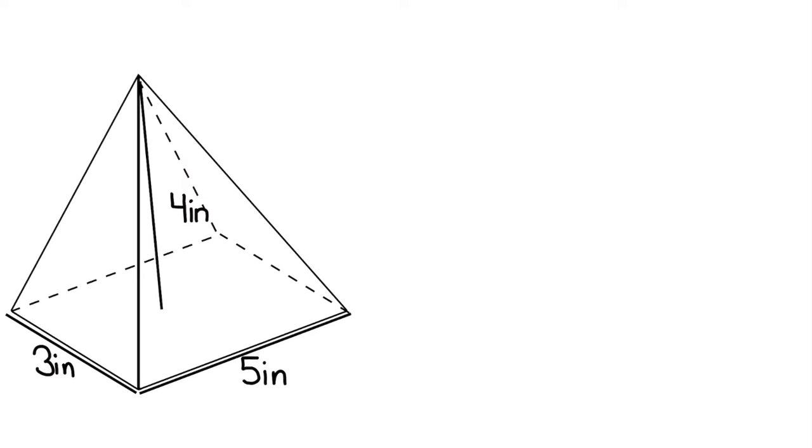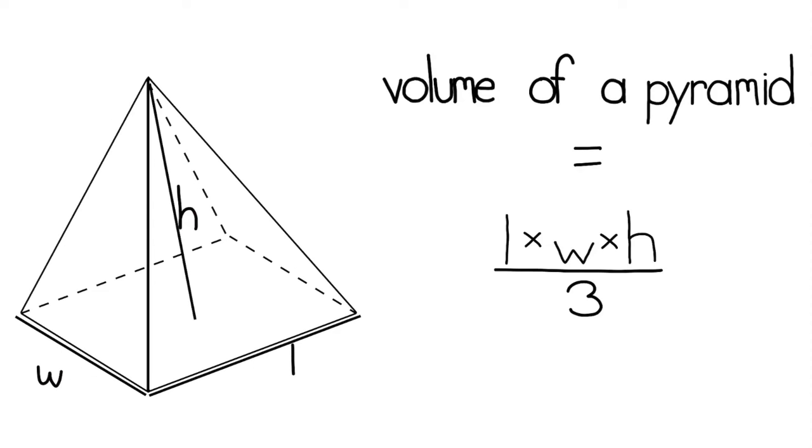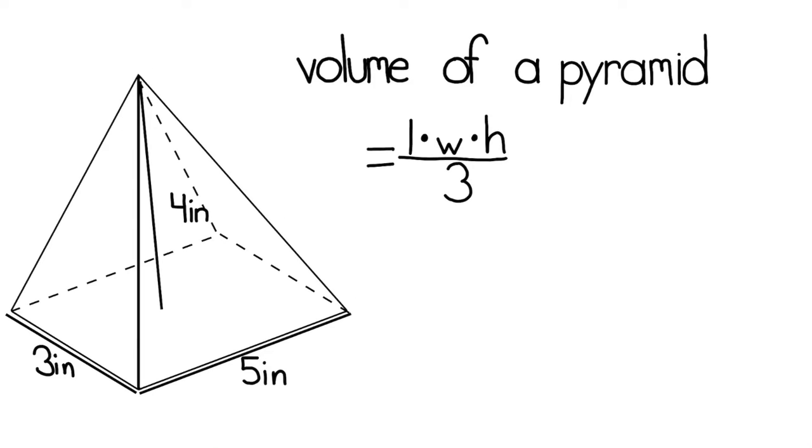But before we can solve the volume of a pyramid, we need to know how to find the volume of the pyramid. So here we have the formula written out for us right here. So the length times width times height divided by 3 would equal the volume of any pyramid. So now that we know how to find the volume of the pyramid, let's solve it.